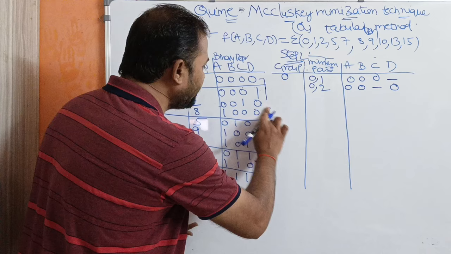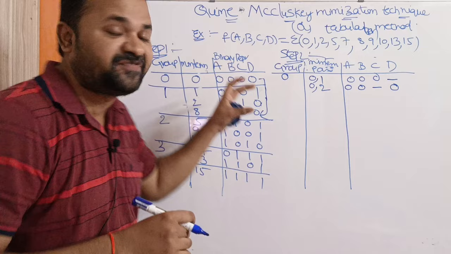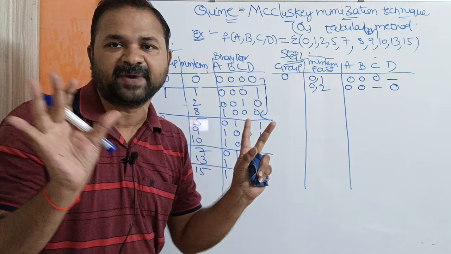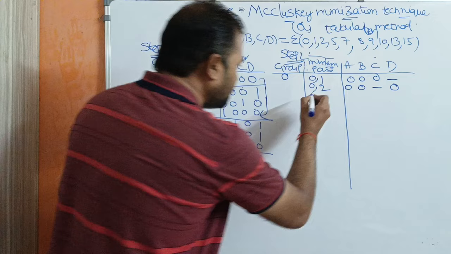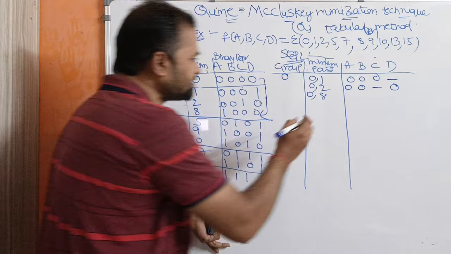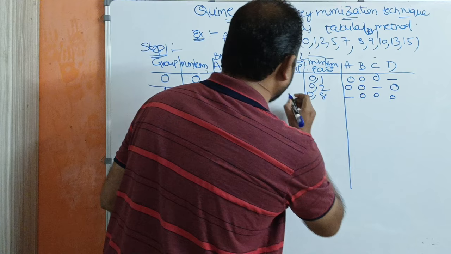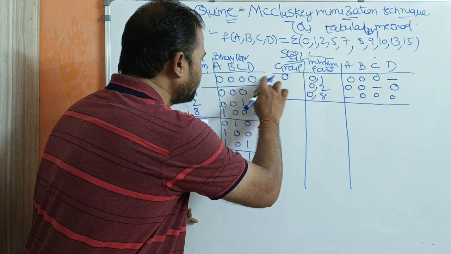Next we have to compare 0 with 8. If they differ by only one variable, then only we can combine the min terms. Otherwise, we should not combine them. So 0, 8: here also they differ by only one variable, that is the A variable. The remaining 3 positions are the same only. So the first position is a dash, and the remaining positions are 0, 0, 0. Here the group 0 with group 1 comparison is completed.